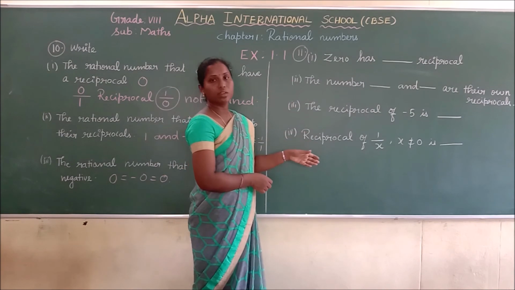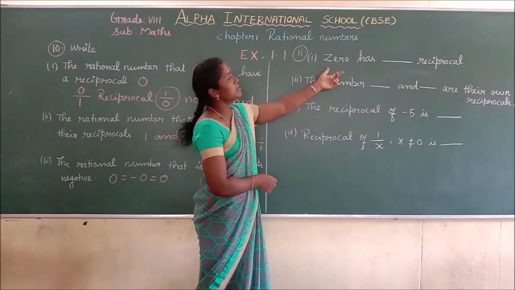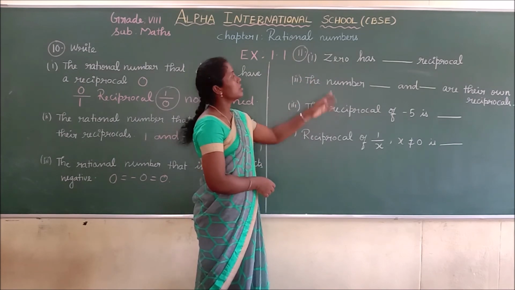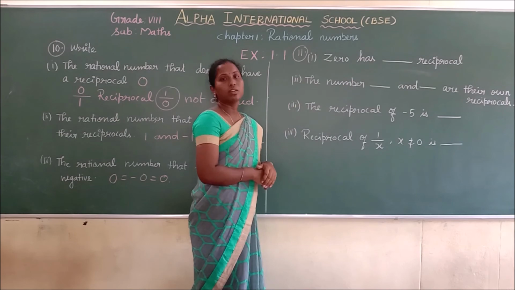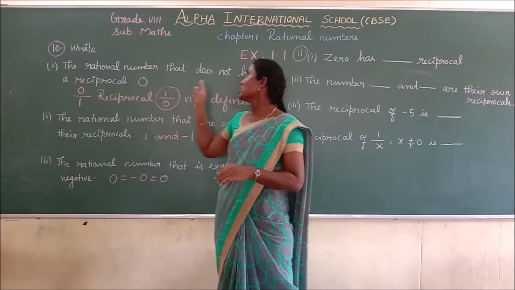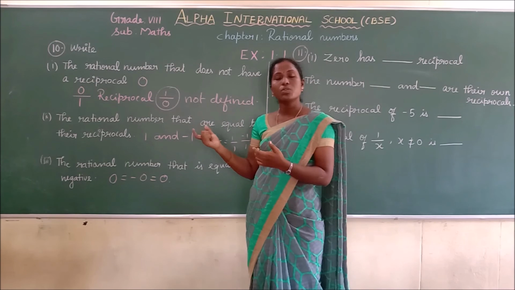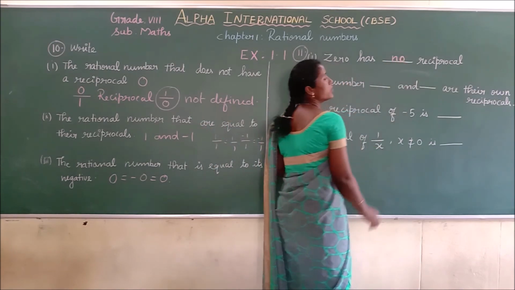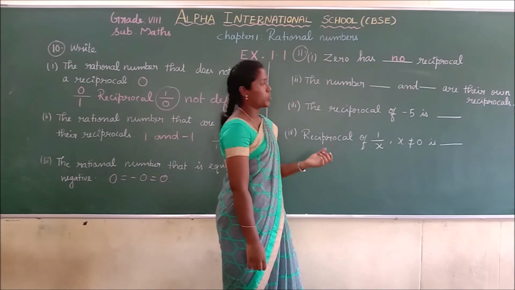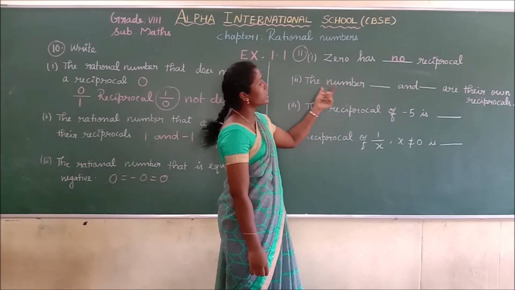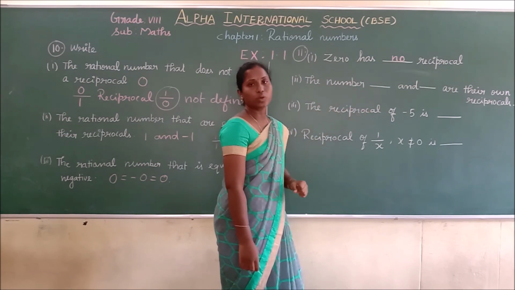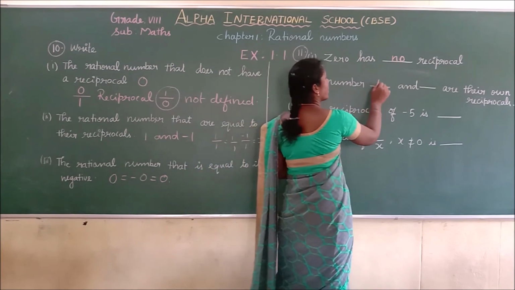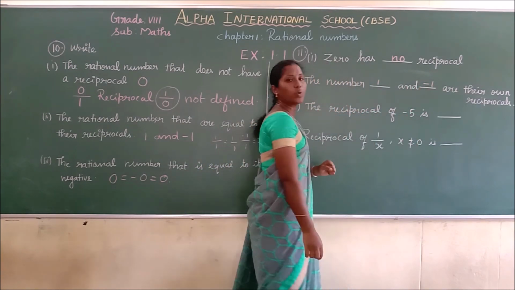This is the fill in the blanks form. You have to fill the blank. If you answer this one, it is easy to answer these questions also. Listen, 0 has dash reciprocal. See here, the first one: the rational number that does not have a reciprocal. 0 does not have a reciprocal, so we can say that 0 has no reciprocal. Look at the next one. The numbers dash and dash are their own reciprocal. Which numbers are their own reciprocal? 1 and minus 1. So 1 and minus 1 are their own reciprocals.